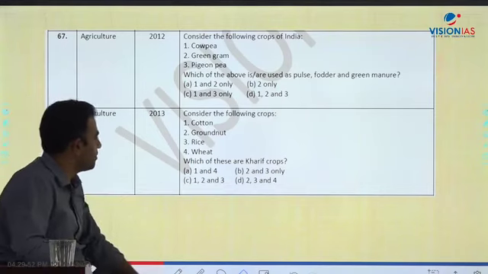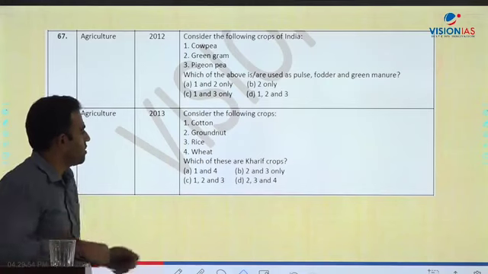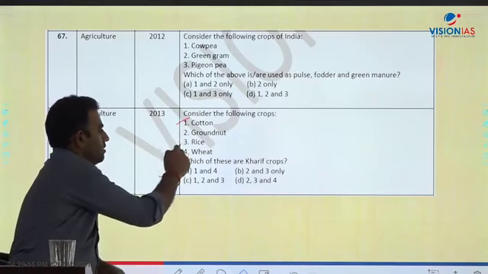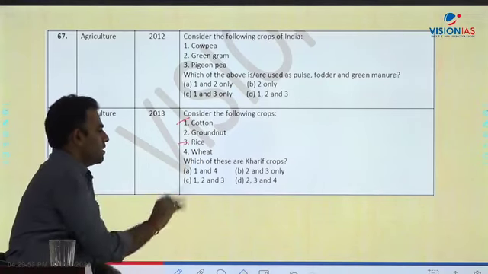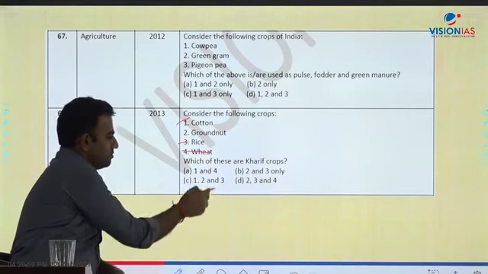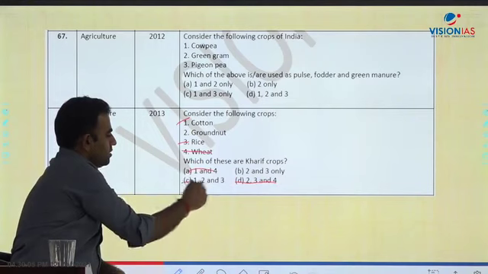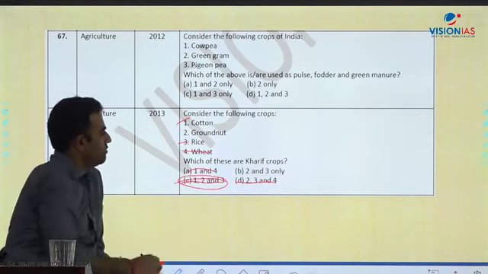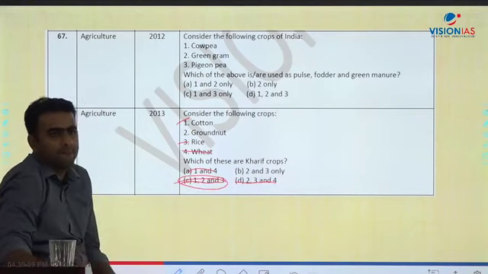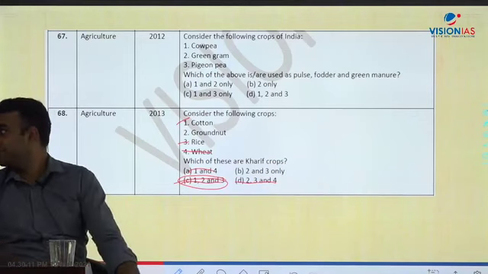Which of these are kharif crops? We have cotton, rice, groundnut I'm not sure, keep it. Wheat is not, remove wheat. Okay, 2 is in both. The answer is C, 1, 2 and 3. Right? Pretty simple.